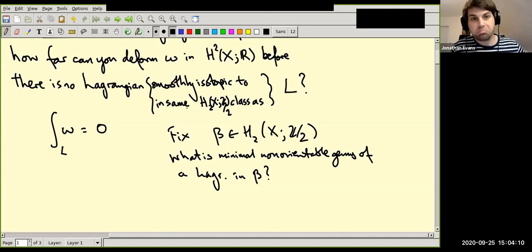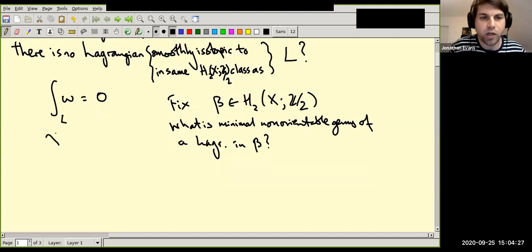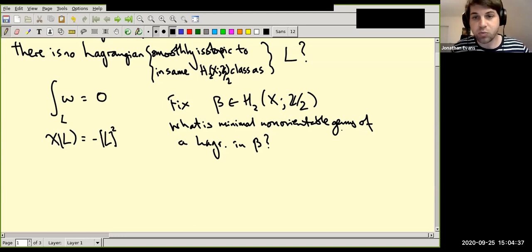If you're asking how far can you deform ω to keep the same L, maybe the genus has to increase as you deform ω. And again, this question is more interesting for non-orientable things than for orientable things, because for orientable things, we know that the Euler characteristic of L equals minus L squared, as in minus the cohomology class of L squared. So that tells us what the genus is, whereas for non-orientable things, this is not quite true anymore.